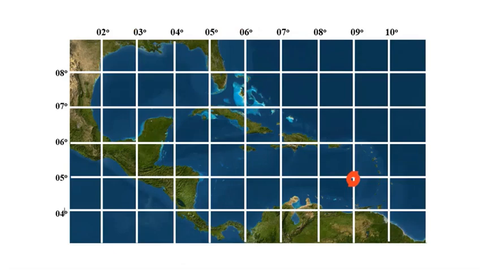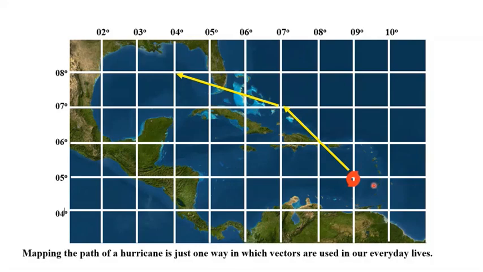So here we have a grid map. And shown here in red is a hurricane. Now look at these rays. What do these rays indicate? Some of you would say the rays indicate direction and also distance. So here we have two vectors actually showing the pathway of a hurricane. It shows the direction and magnitude. You'll hear more about this as we proceed.